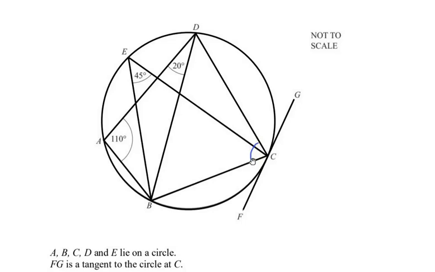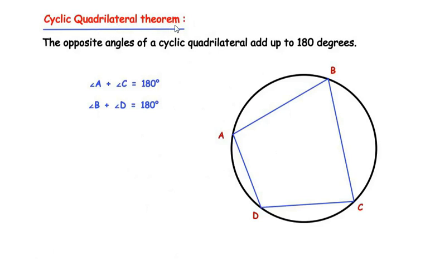So to find out this angle, we have to use a circle theorem, which is the cyclic quadrilateral theorem. It states that the opposite angles of a cyclic quadrilateral add up to 180 degrees. Now here we can see that a circle is drawn and a quadrilateral is drawn inside it in such a way that all the vertices of the quadrilateral touch the circle. When all the vertices of a quadrilateral touch a circle, we call it a cyclic quadrilateral. Here ABCD becomes a cyclic quadrilateral because all the vertices of this quadrilateral are touching the circle.